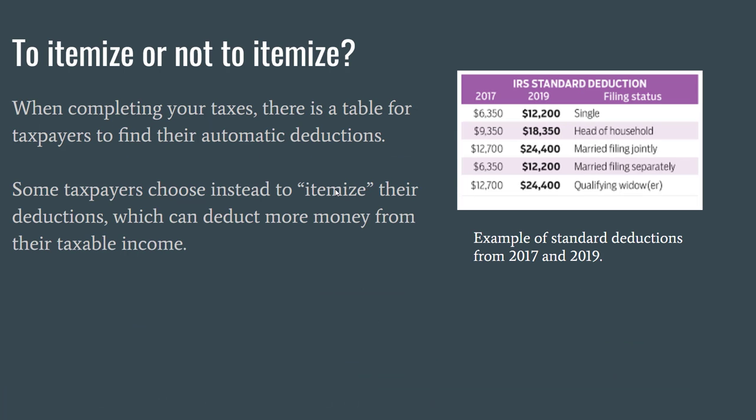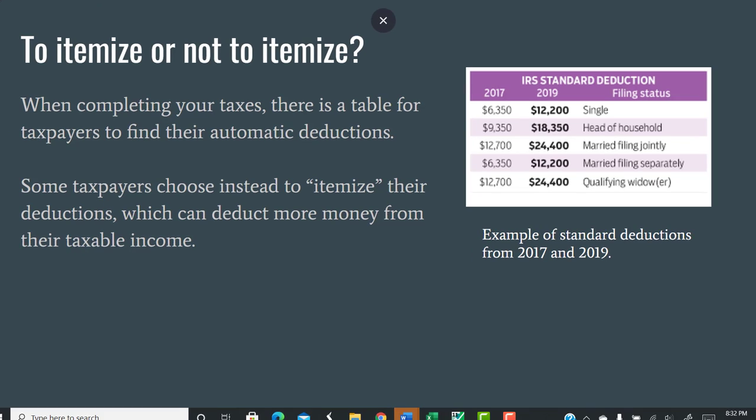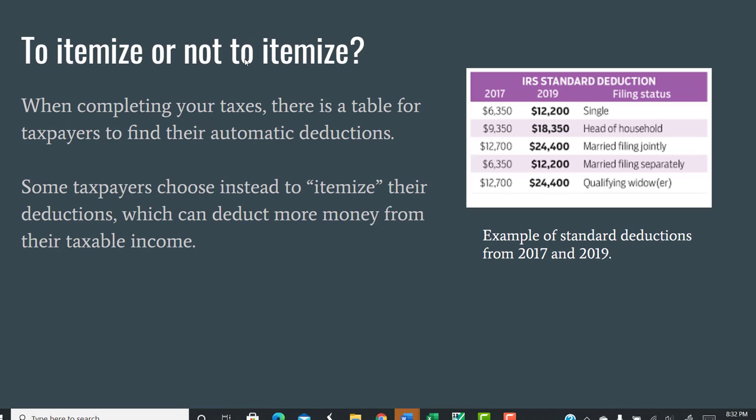Now, on some of the questions, I think there's one question where you're asked if the person should itemize or not itemize, doesn't need to itemize. So this is a question that everyone must consider when they're doing their taxes. When you're completing your taxes, there are automatic deductions. So taxpayers have a chart, and it looks something kind of like this.